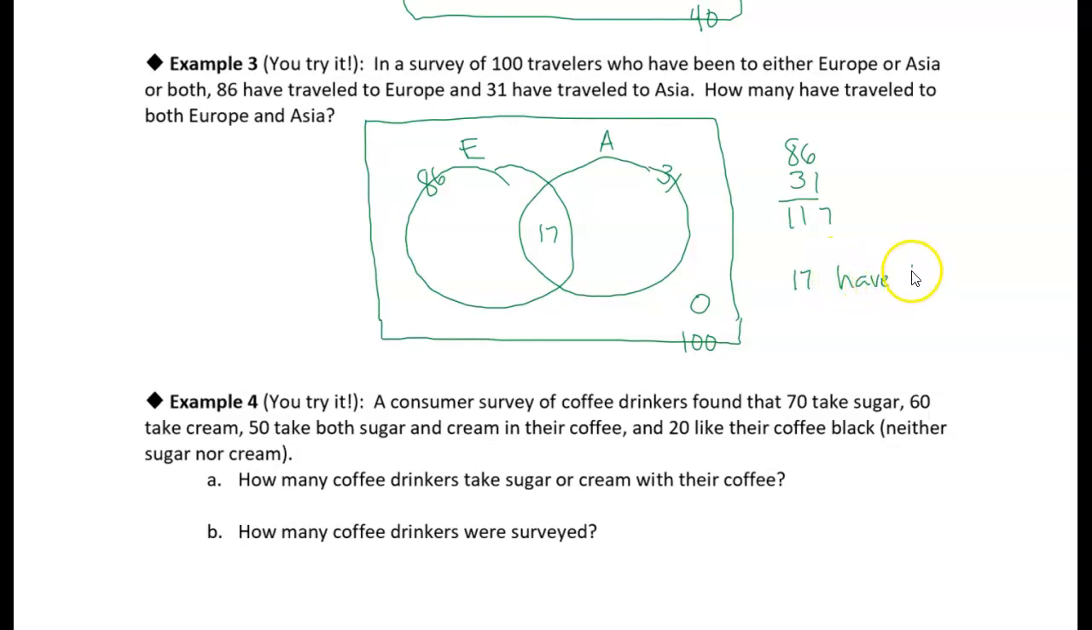Have traveled to both Europe and Asia. Okay, that's all we need. Now we could compute some more information, but we don't need it because we're done with the question.